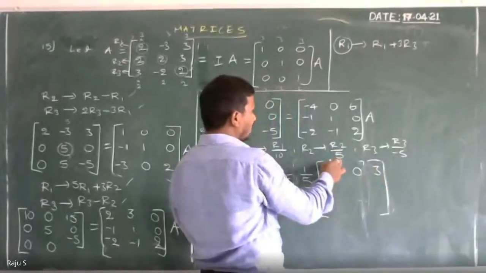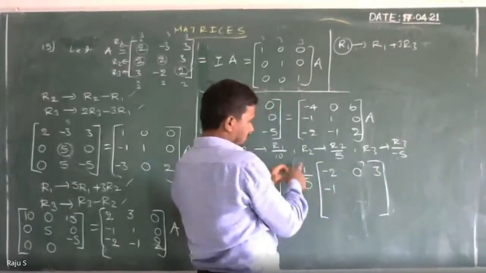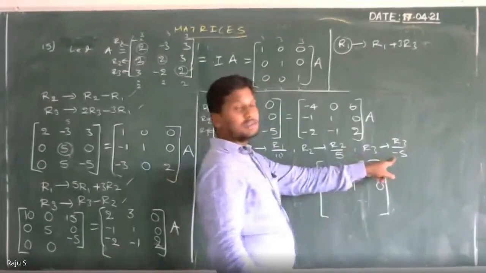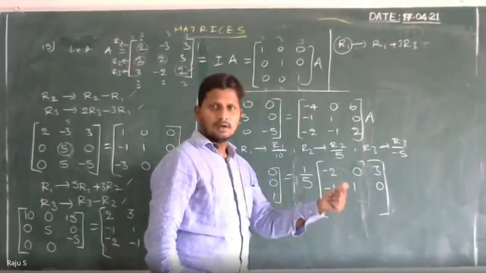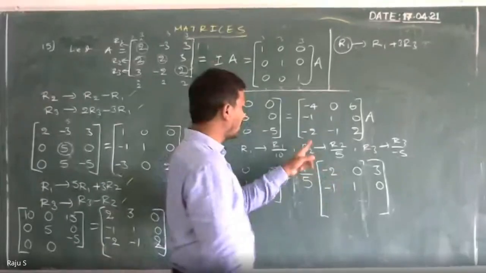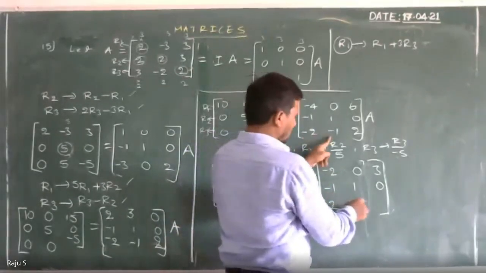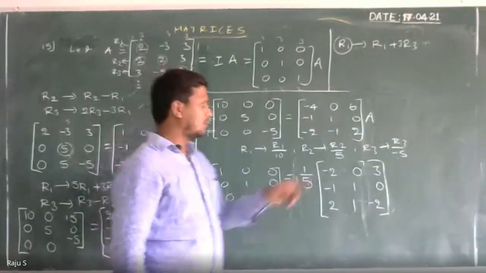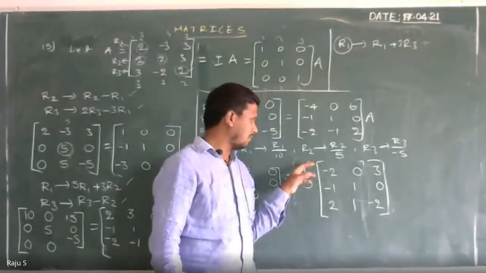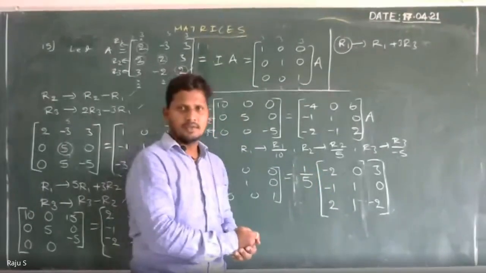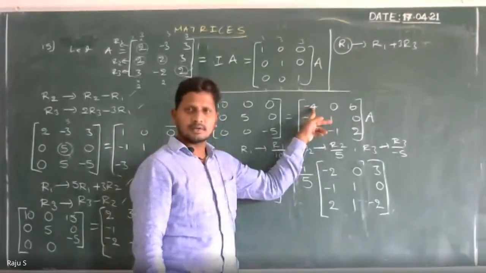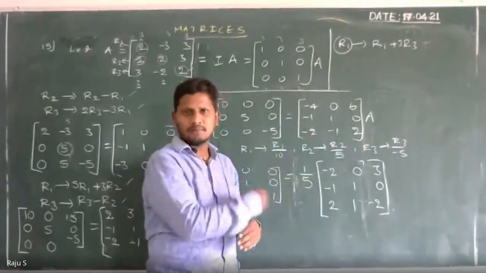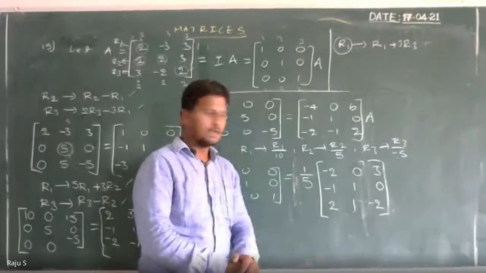R2 dividing with plus 5, so R2 is minus 1, 1, 0. But R3 dividing with minus 5: minus to minus plus, 2, 1, minus 2, because I multiply with minus. I'm taking 1 by 5 outside. If you want, you can divide R1 with 10, R2 with 5, R3 with minus 5, and after that take 1 by 5 outside. Even then we'll get the same.